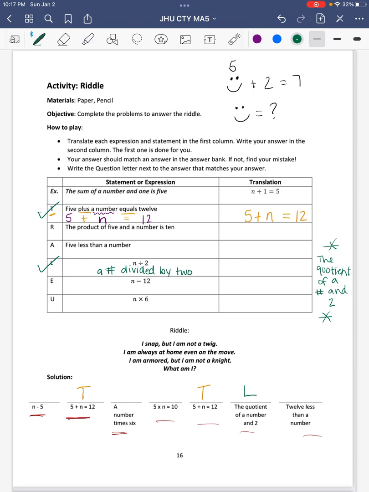Okay, now you try and find the rest. You're answering the riddle that says, I snap, but I'm not a twig. I am always at home, even on the move. I am armored, but I am not a knight. What am I? So what is this mysterious thing? Use your math skills and your wonderful math powers to figure it out.